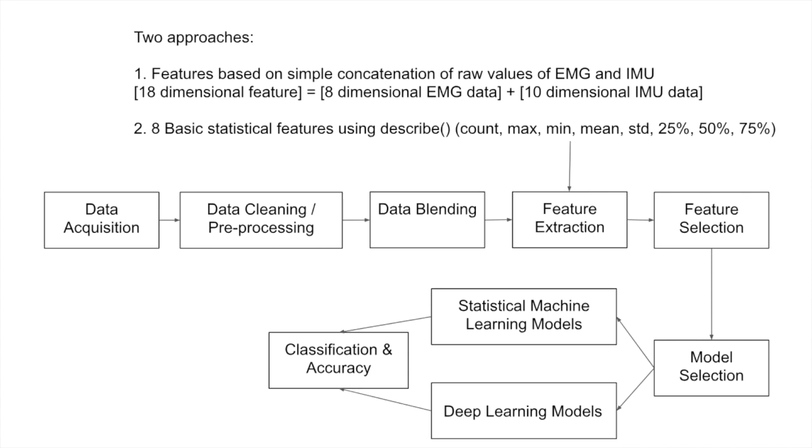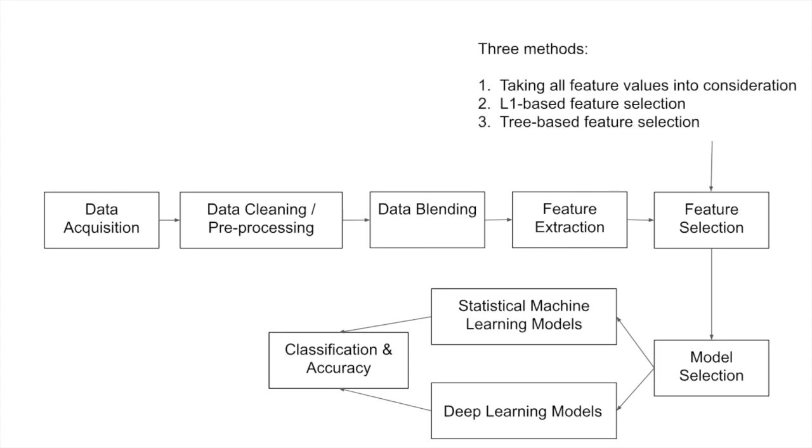The next approach had 8 basic statistical features, including count, maximum, minimum, mean, and the standard deviation with 25, 50, and 75 percentile. This is followed by the feature selection module, where we explored 3 methods. The first one is taking all feature values into consideration. The second was L1 based feature selection, and the third one is tree based feature selection.